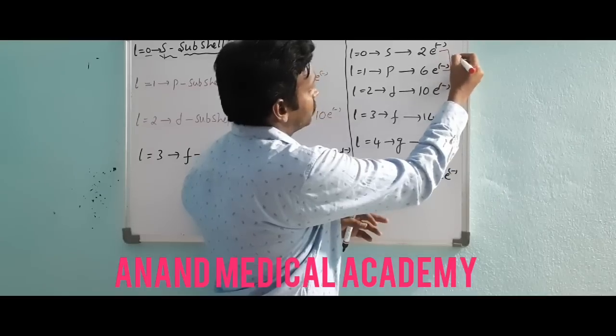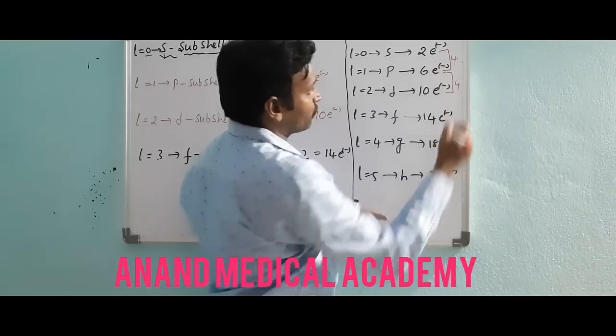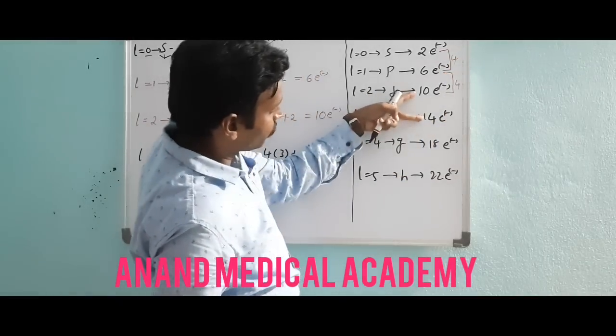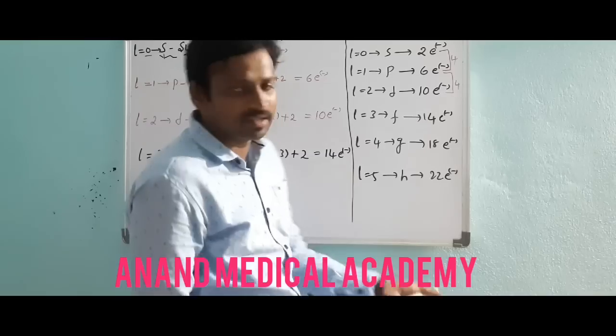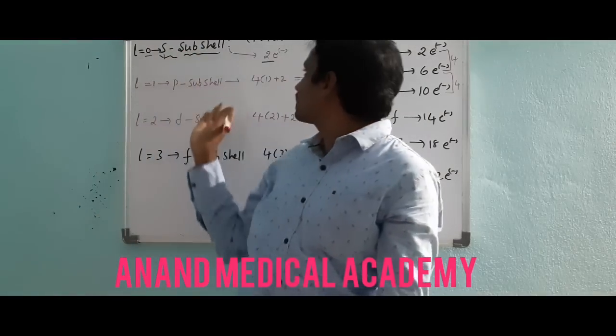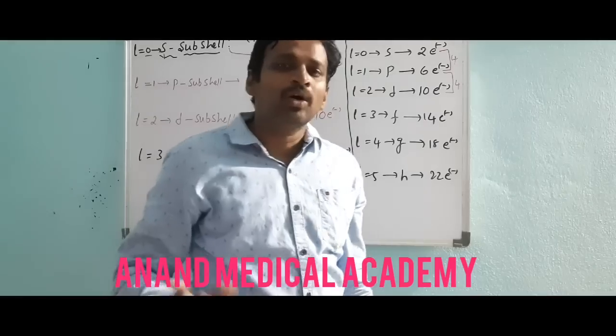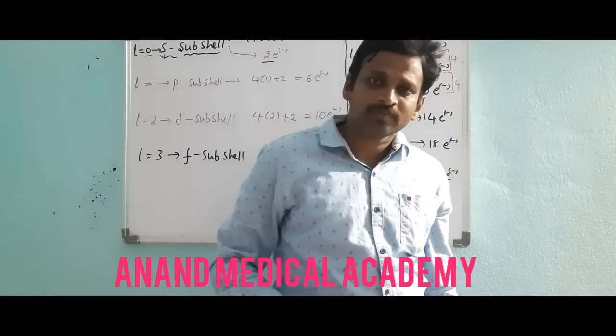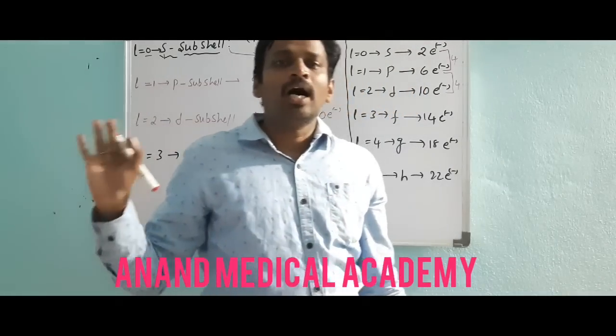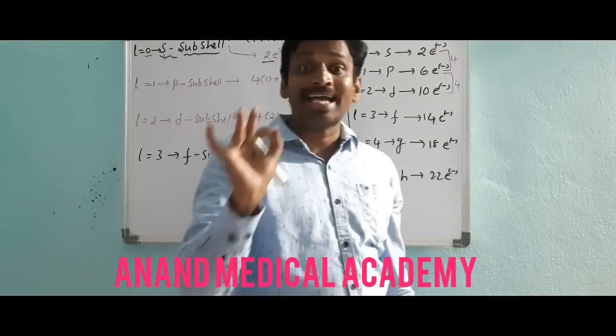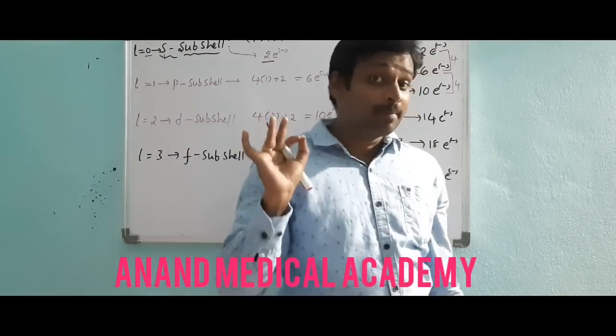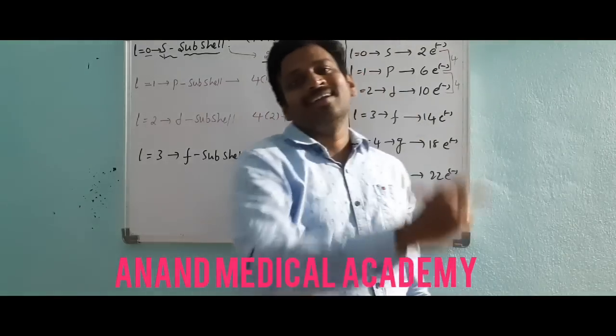Everywhere you can check the difference. Here to here the difference is 4. Here to here the difference is 4. Everywhere, 4 difference. It does not tell you why, but if you learn the formula it is better. 4L plus 2 is the maximum number of electrons present in a subshell.